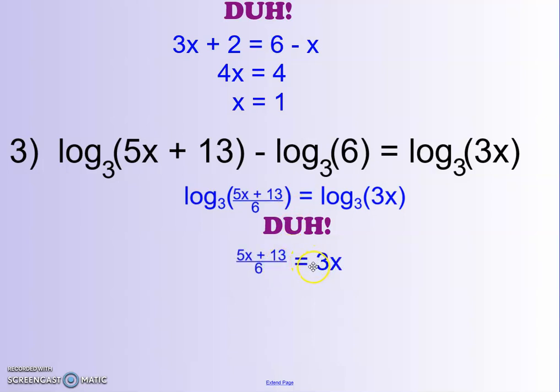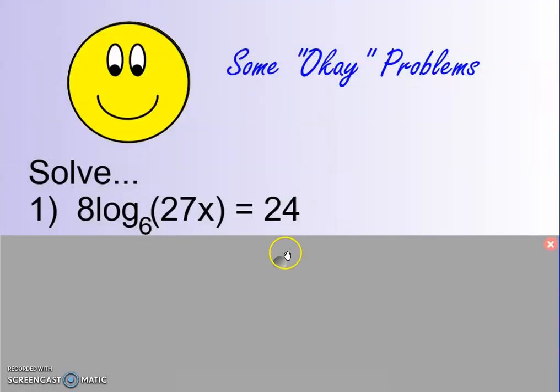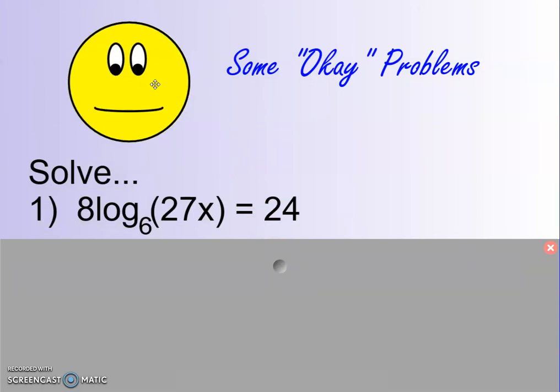Welcome back. Hopefully you did use a duh, and you ended up getting x equals 1, and you took that 1 and plugged it back into all 3 of these scenarios and saw that all the numbers worked out and were fine. So those are problems I thought were pretty easy. Now in this section, let's look at some problems that are, okay. Maybe not easy, maybe they're just okay.